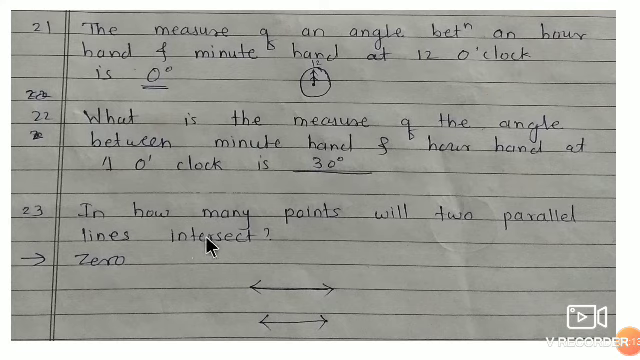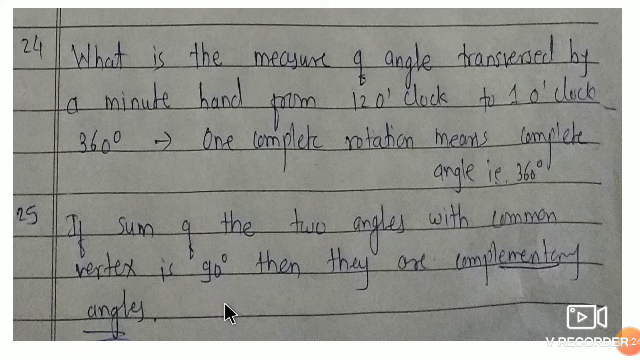In how many points will two parallel lines intersect? Parallel lines do not intersect each other, so the answer is 0.